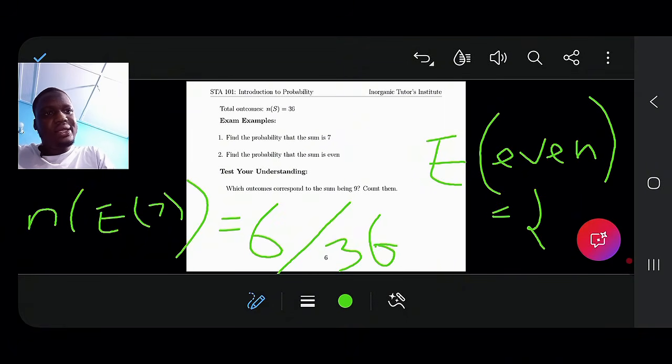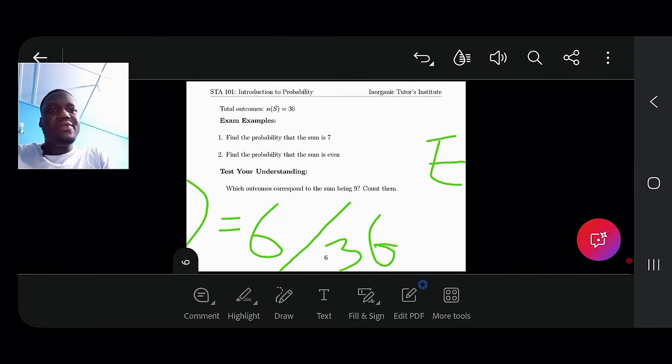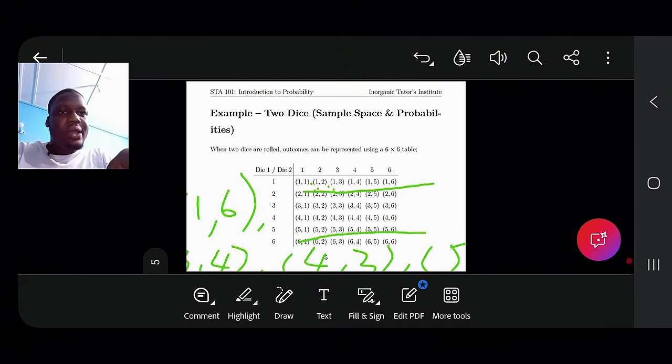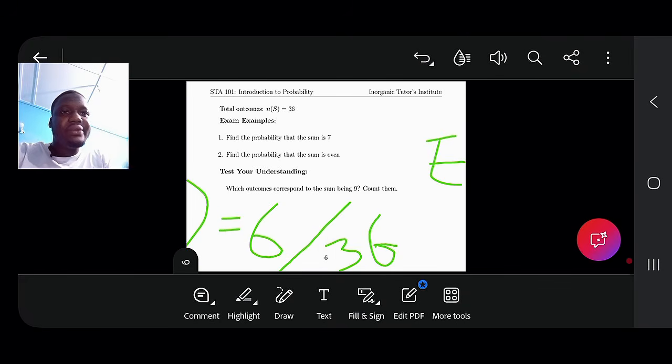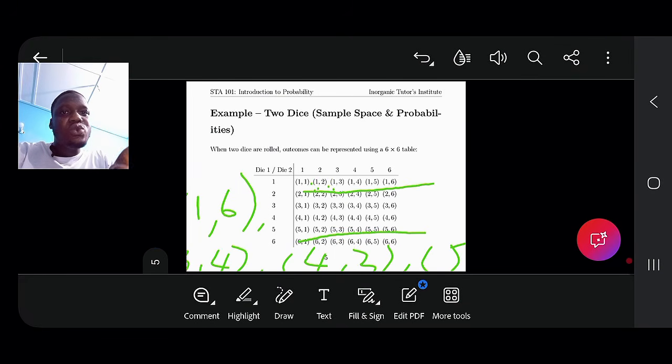As a set, list all the outcomes that are even. So if you check the previous slide, 1, 1 will give us the sum being even. 1, 2 will be odd. 1, 3 will be even. 1, 5 will be even. 2, 2 will be even. So you list all of these outcomes.